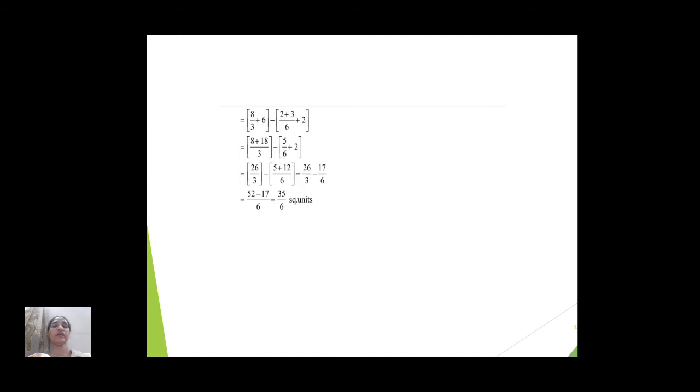Then we get 8 by 3 plus 6 minus 2 plus 3 by 6 plus 2. Then we get 3 into 6, 18. So 8 plus 18 by 3 minus 2 plus 3 by 6 plus 2. Then 6 into 2, 12, 5 plus 12 by 6, 26 by 3 minus 17 by 6. That means 52 minus 17 by 6. Then we get 35 by 6 square units.